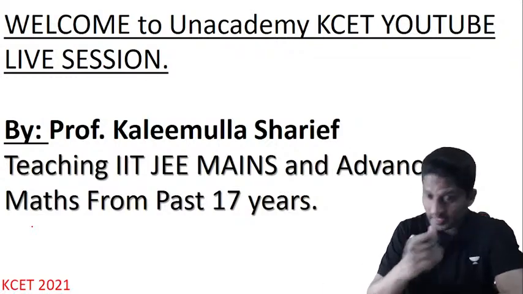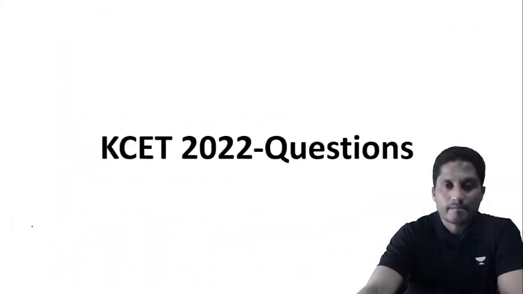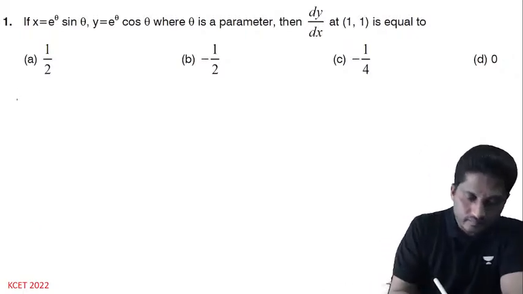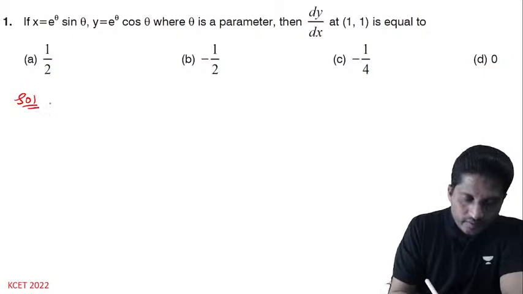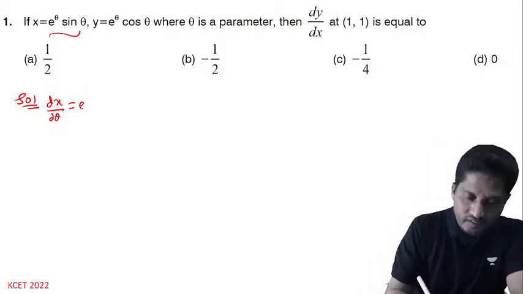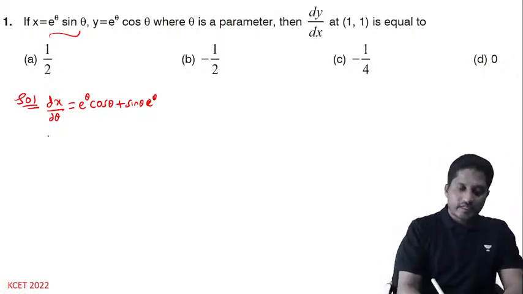Let us start the KCET 2022 paper. Question number 1: dx by d theta is equal to, I'm going to use the u into v product rule. First function is e power theta, differentiation of sine is cos, plus second function is sine, and differentiation of e power theta is e power theta. Now dx by d theta is equal to, I'm going to take e power theta common, left out is cos plus sine.